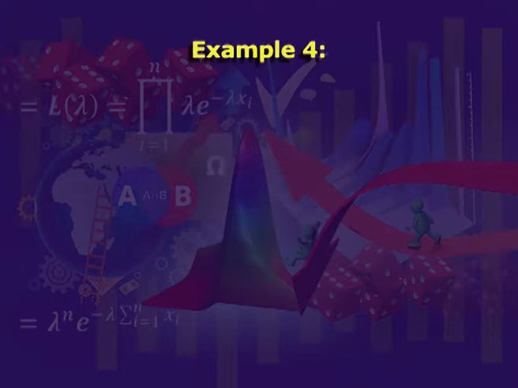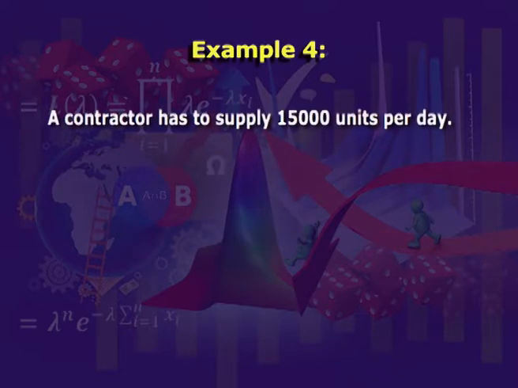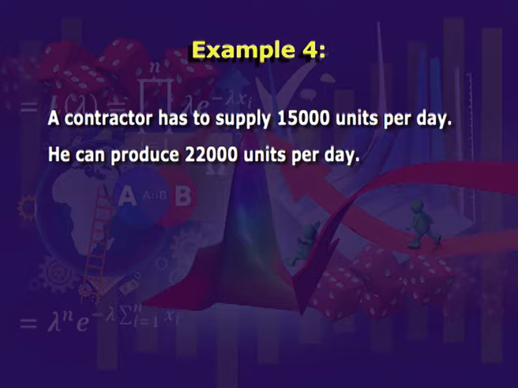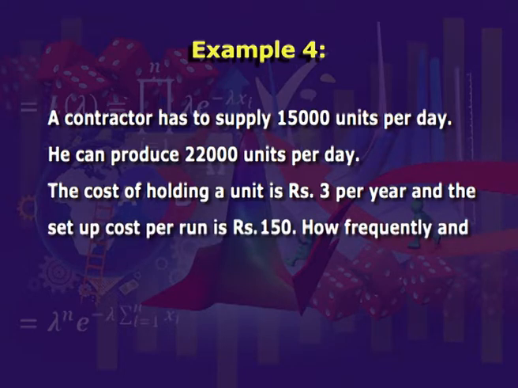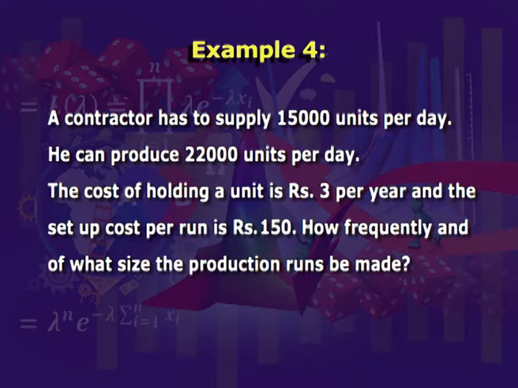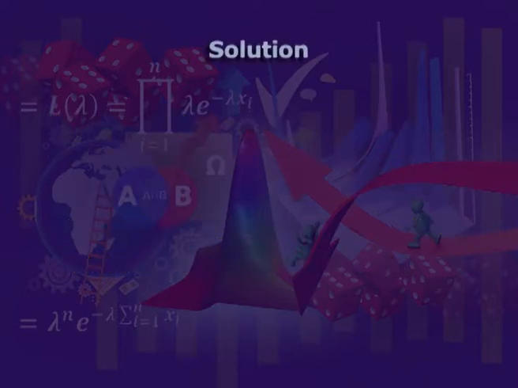Let us see an example. Example 4. A contractor has to supply 15,000 units per day. He can produce 22,000 units per day. The cost of holding a unit is rupees 3 per year and the setup cost per run is rupees 150. How frequently and of what size should the production runs be made? Let us see the solution.